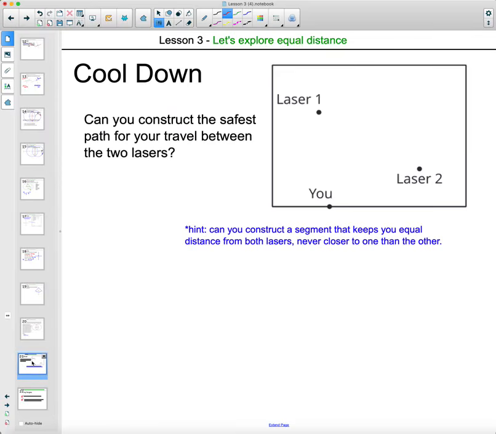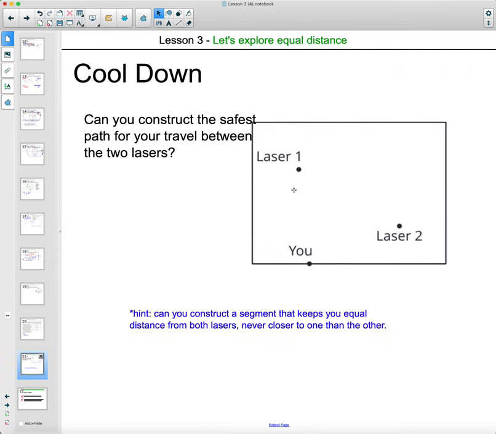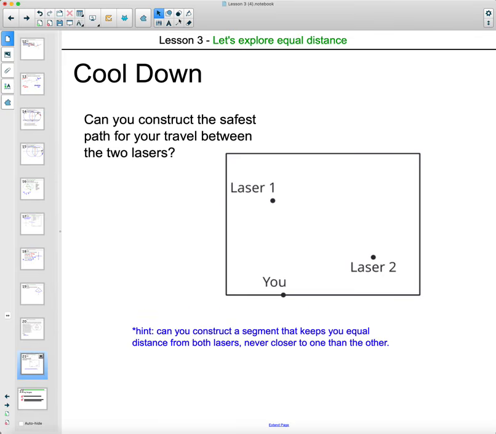All right, then the cool down on this one talked about, so can you construct the safest path for you to travel between these 2 lasers? And this is kind of missing a little bit of context because it said that this is a hallway. So you're in a hallway, so you're stuck in this box, and you've got these 2 lasers here shooting lasers. How are you going to stay the safest distance possible away from both? So that means never getting closer to one laser than you are the other. Okay, so trying to go directly through the middle of them. So not getting closer to laser 2, not getting closer to laser 1. So we want to stay in the middle here. Okay, but we want to guarantee that we're in the middle.